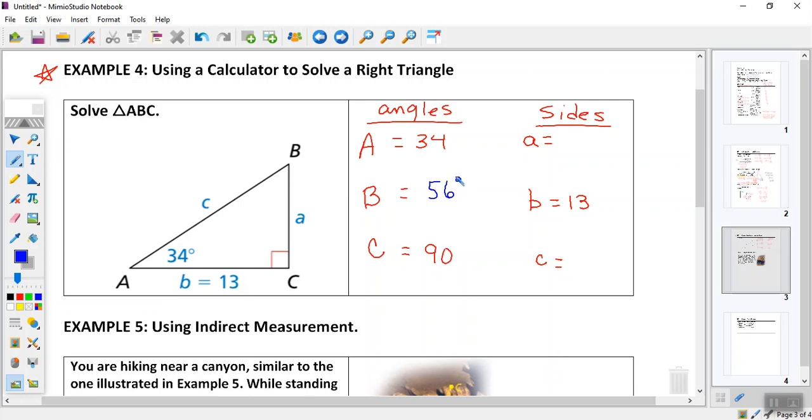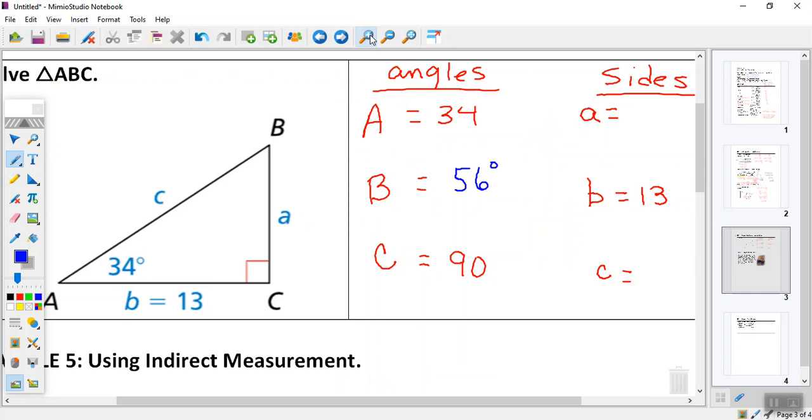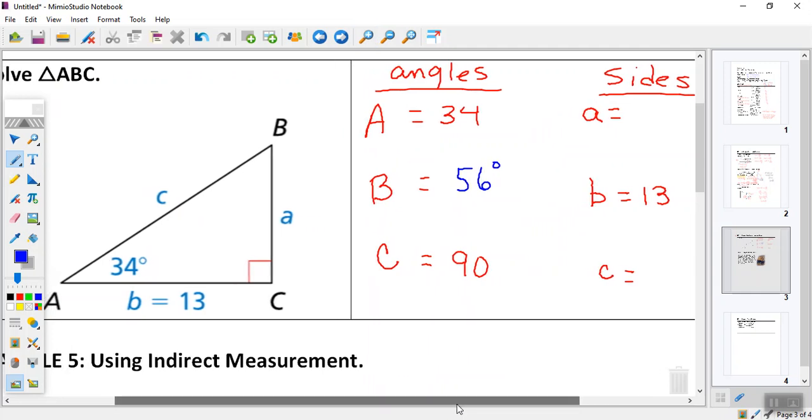Okay. Now the question becomes this. Do you guys want to find side A or do you want to find side C first? Okay, let's find side A. I'm going to blow this up here a little bit so I've got some room to work on side A. Take a look at this right here. What reference angle was given here? Okay, I'm going to reference everything from this angle. So it's kind of like saying you are standing right here.